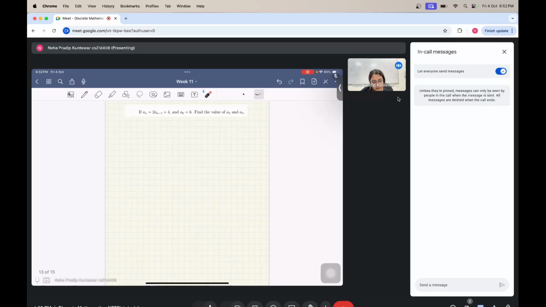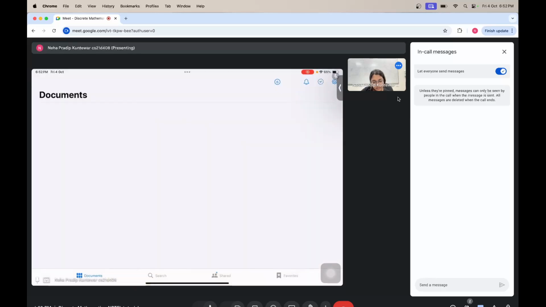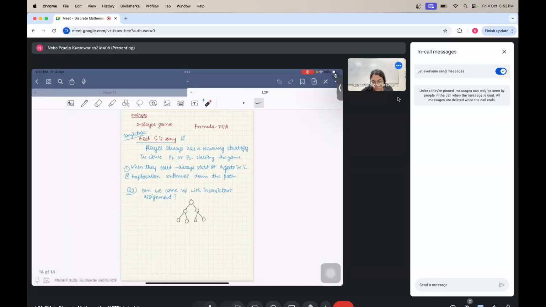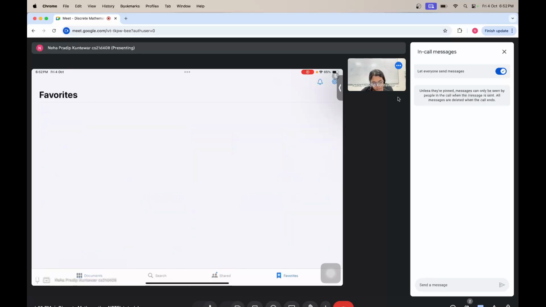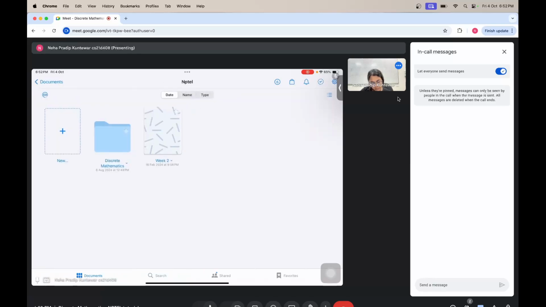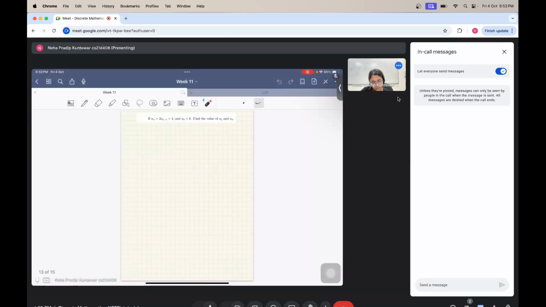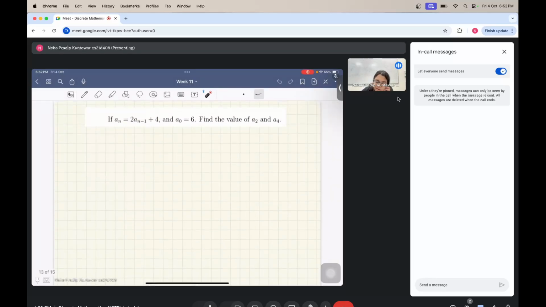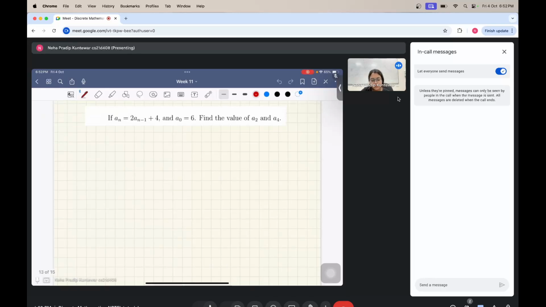So what you have here is a recurrence relation that is given like this. You have a_n equal to 2 times a_(n-1) plus 4, and you know that a_0 is 6. You want to find the value of a_2 and a_4.